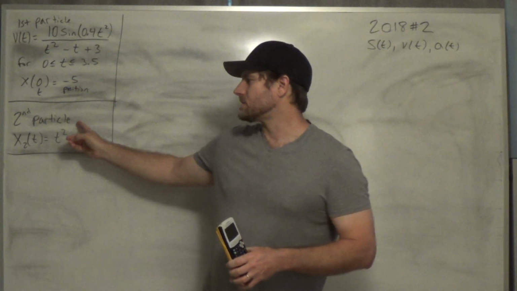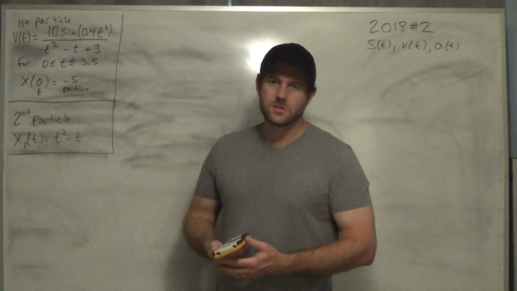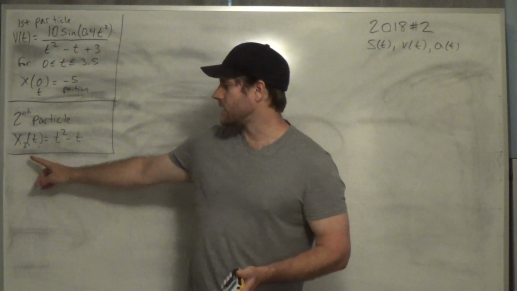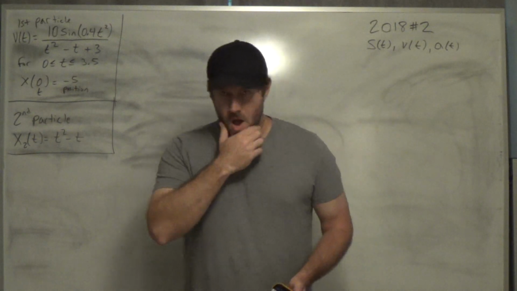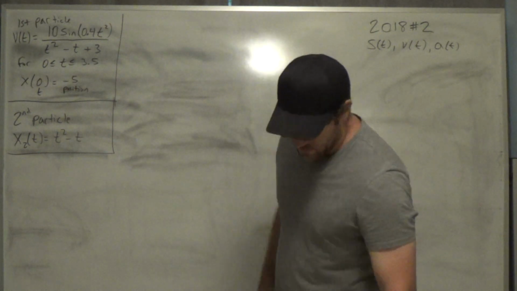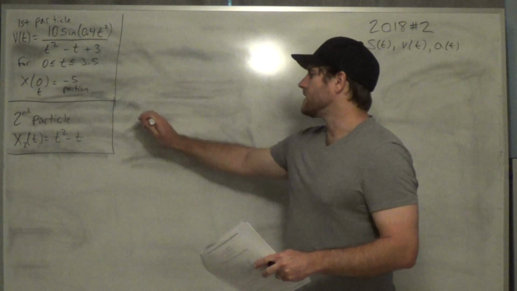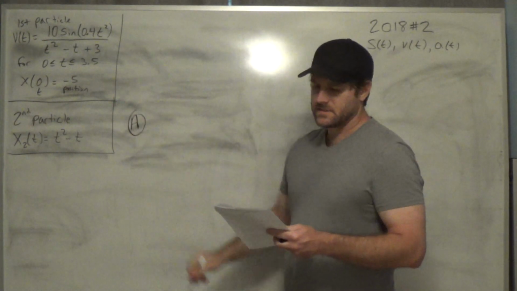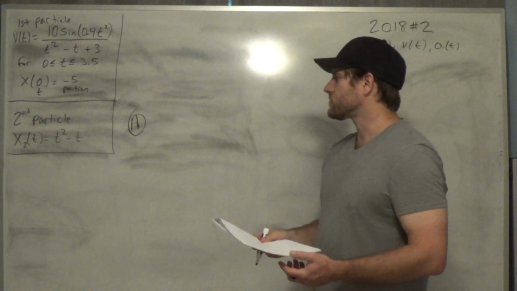I also wrote this down here. There is some second particle, and so I just wrote it down. So the second particle, they let you know that by putting a little 2 there. Okay, so this is a calculator question, and let's go ahead and see what we got to do. So part A, it says find the acceleration of the particle at time equals 3.